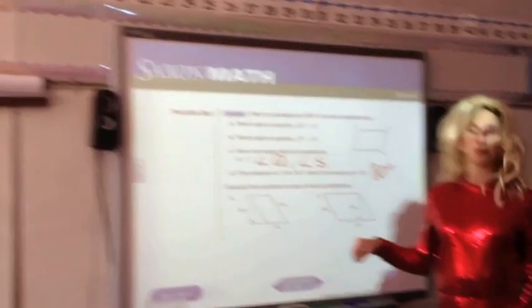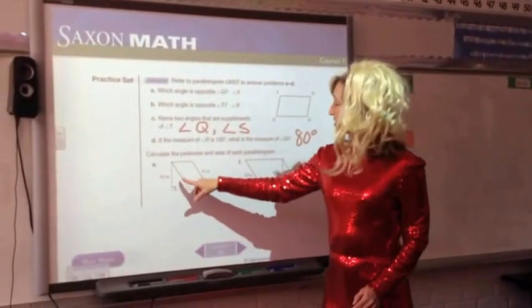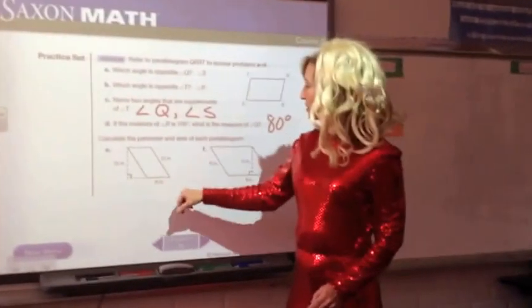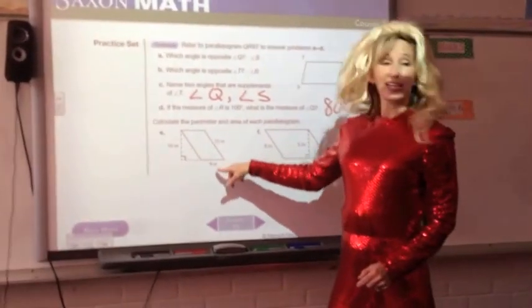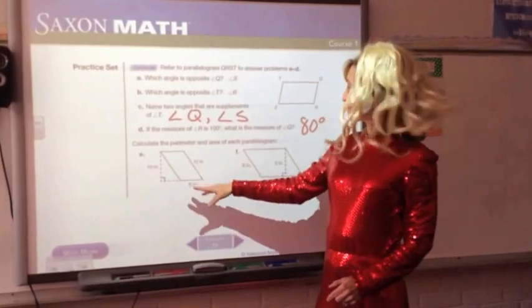Who can tell me what the perimeter of E would be? Think about it. Across the opposite of that 12 is going to be a 12. So 12 and 8 is 20. So the other sides are going to be 20. So the perimeter is 40.